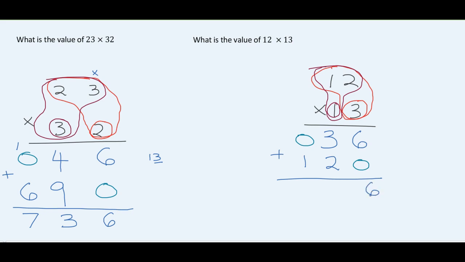6 plus 0, we have 6. 3 plus 2, we have 5. 1 plus 0, we have 1. So that's the answer for that.